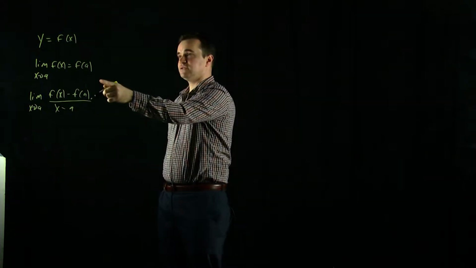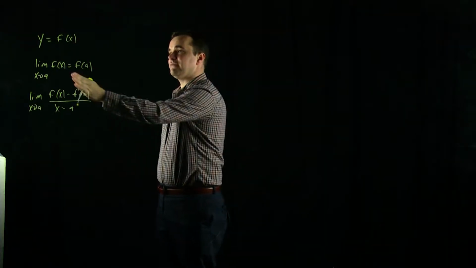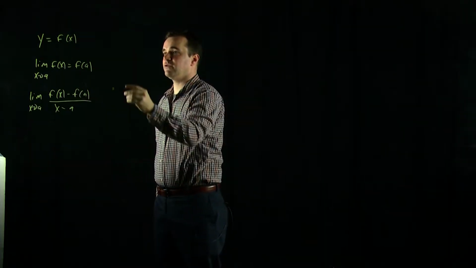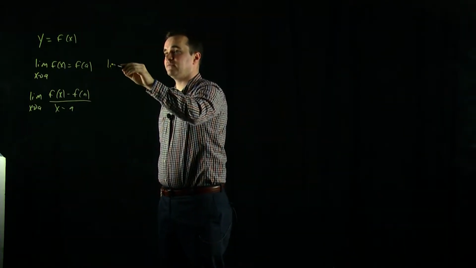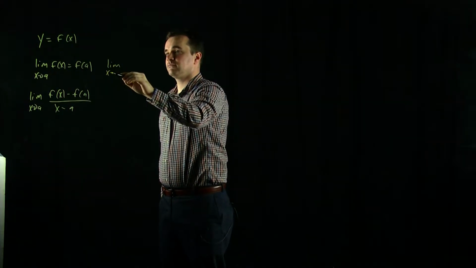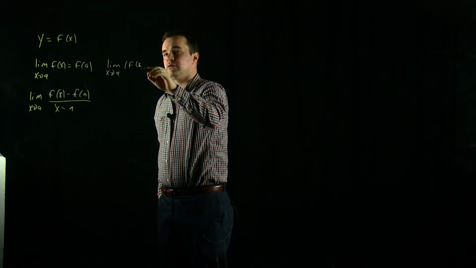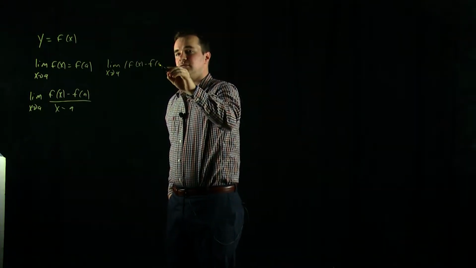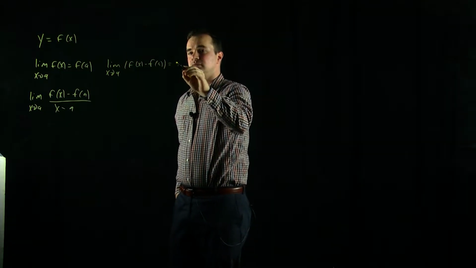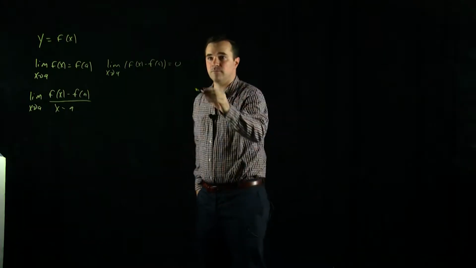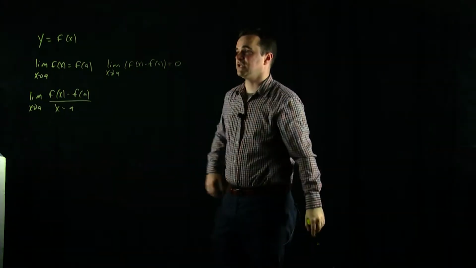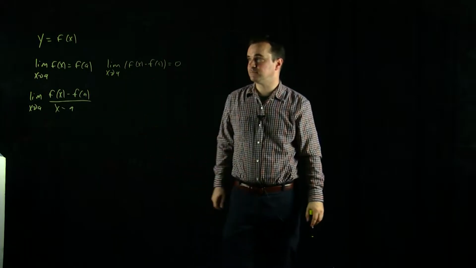Another way to write this, so if f of x is getting close to f of a, another way to write that is to say that the limit as x goes to a of f of x minus f of a equals 0. So for our purposes, it's going to be sufficient for me to prove this to you.